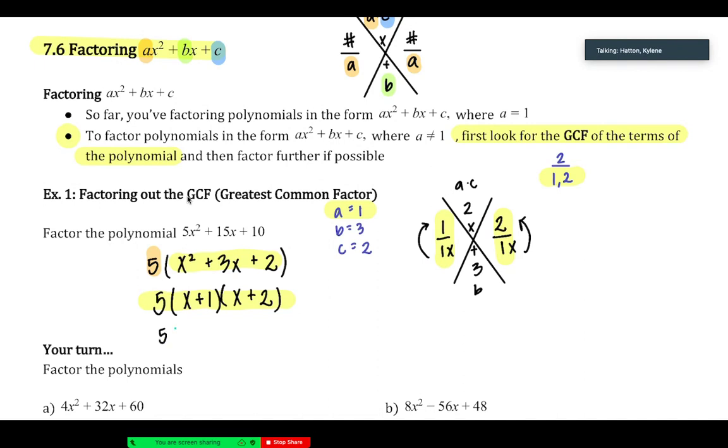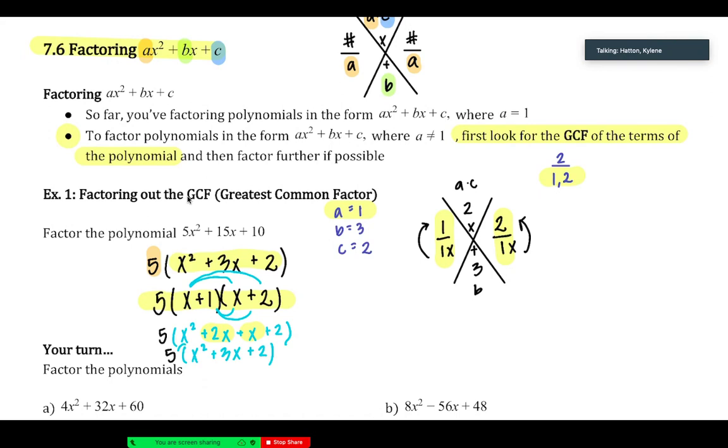And then when I foil x times x, that's x squared. X times 2, that's 2x. 1 times x, that's 1x. And 1 times 2, that's 2. Before I distribute the 5 in, I want to combine like terms. So 5 times x squared, 2x and x together is 3x plus 2. And then from there, I can go ahead and distribute the 5 in.